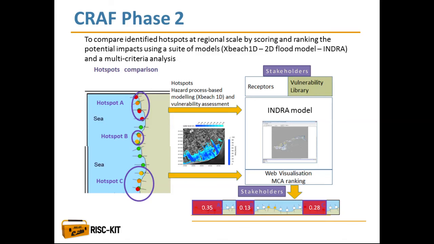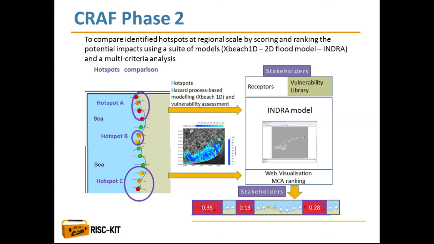CRAF Phase 2 can then be used to compare the identified hotspots at regional scale by scoring and ranking the potential impact using a suite of models and a multi-criteria analysis. In this example, hotspots A, B, and C will be compared. First, hazard process-based models, XBeach 1D and a 2D flood model, will be used to assess the potential hazard extent and intensity for a given probability. This information will be inputted in the INDRA model with information on the receptor types and using information from the vulnerability library. The INDRA model then calculates the potential impact and uses a multi-criteria analysis to rank the different hotspots.